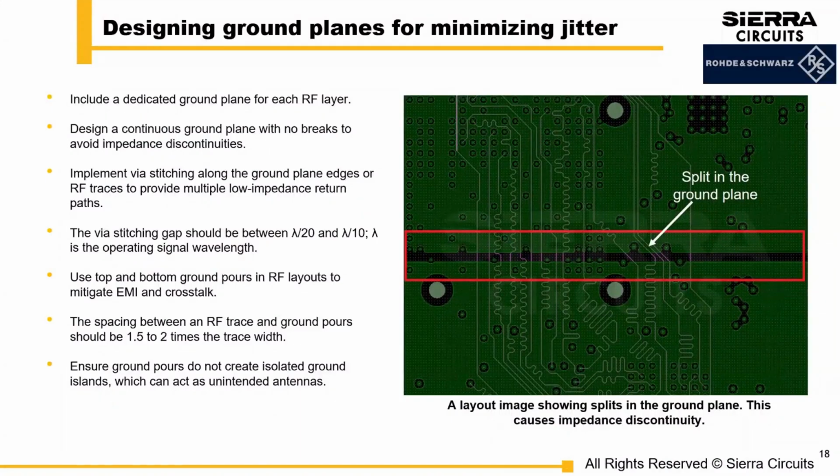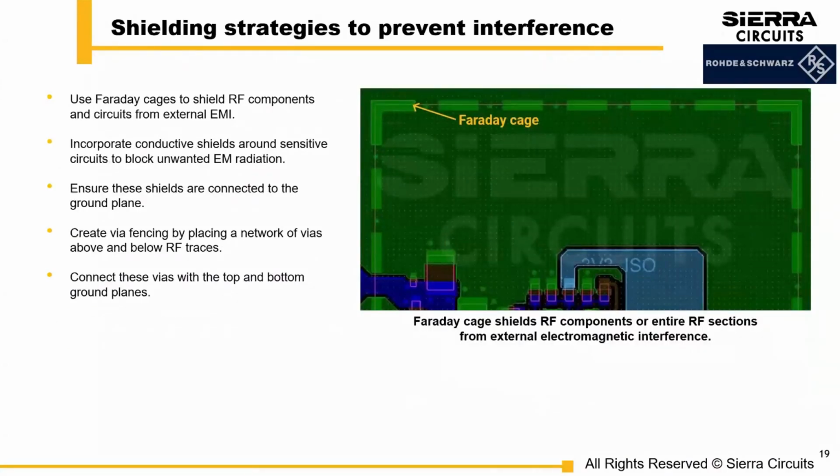And use top and bottom ground pours in your RF PCB layouts. And the spacing between RF traces and ground pours should be 1.5 to 2 times the trace width. These are all good practices in designing copper pours and ground planes.